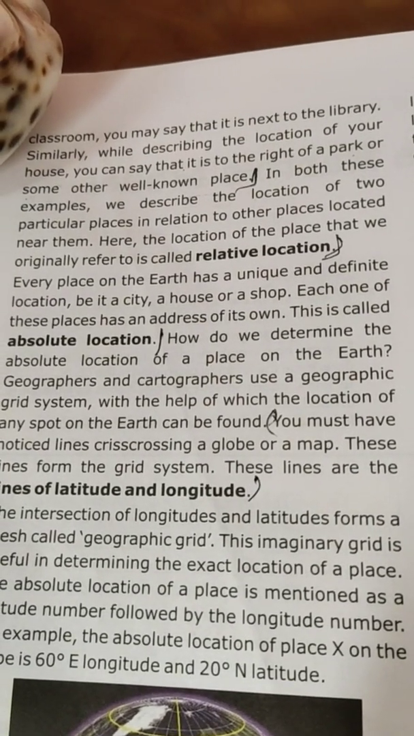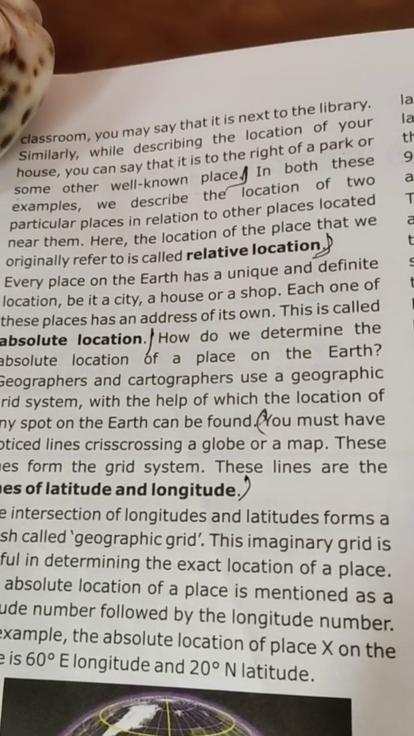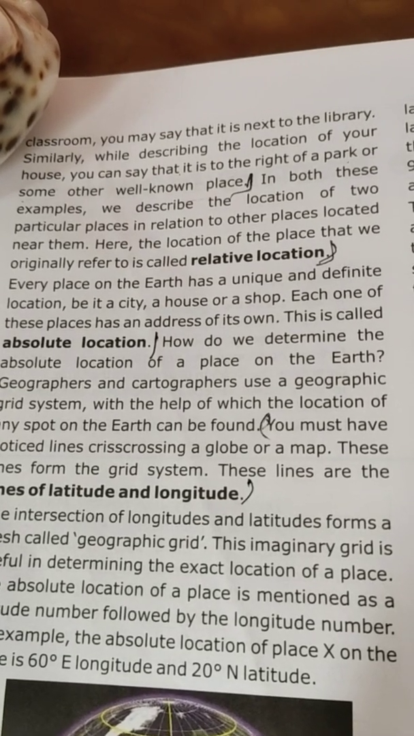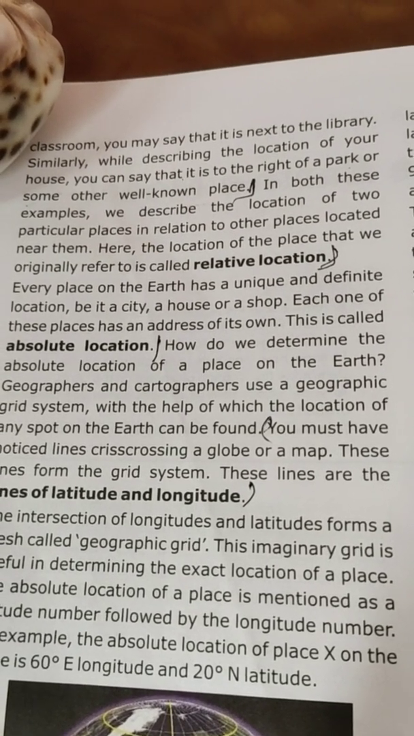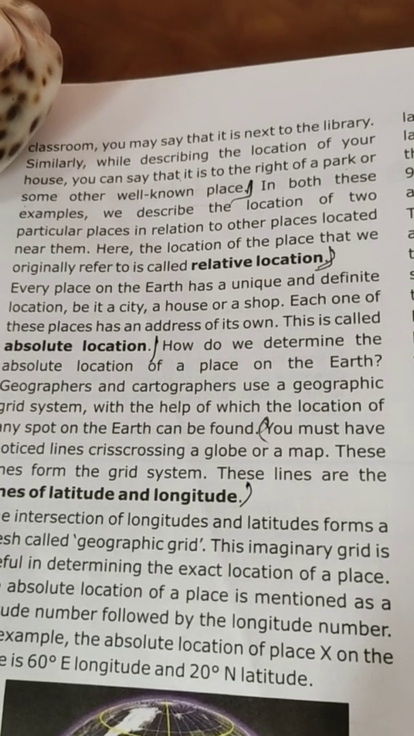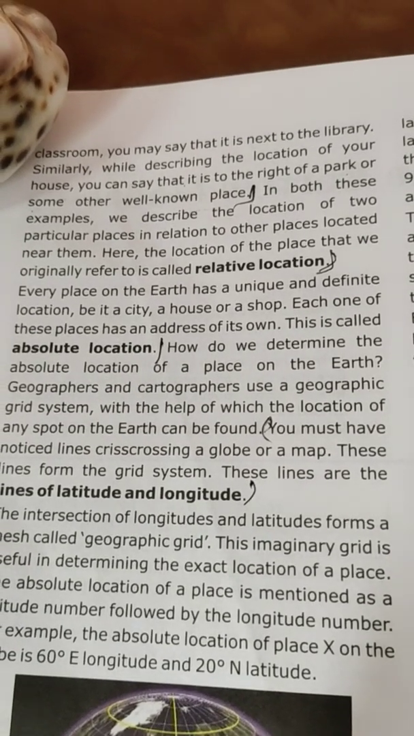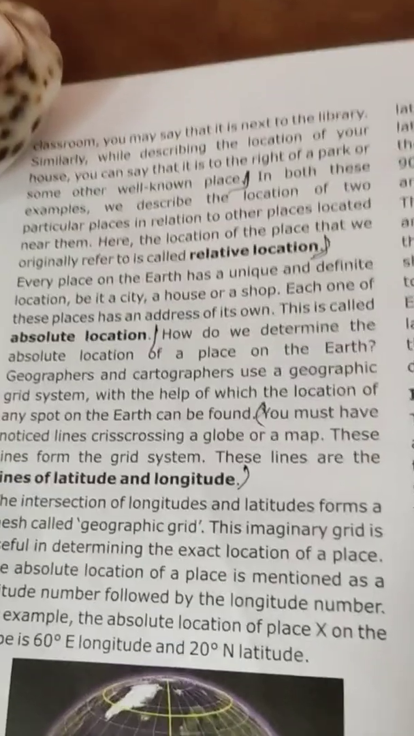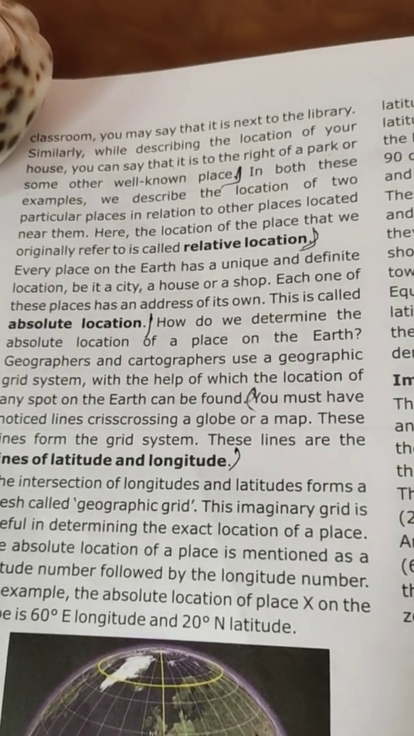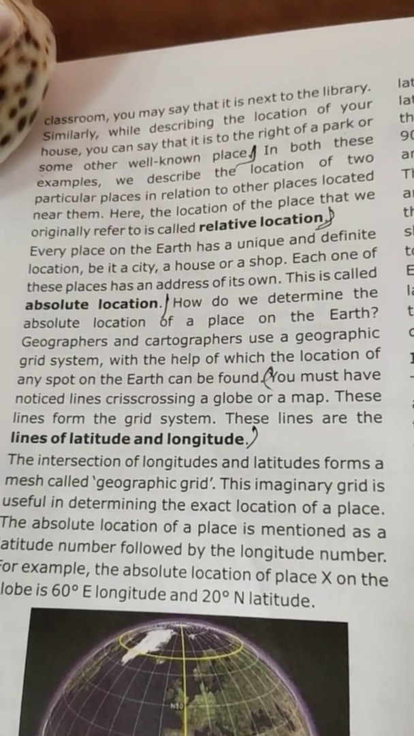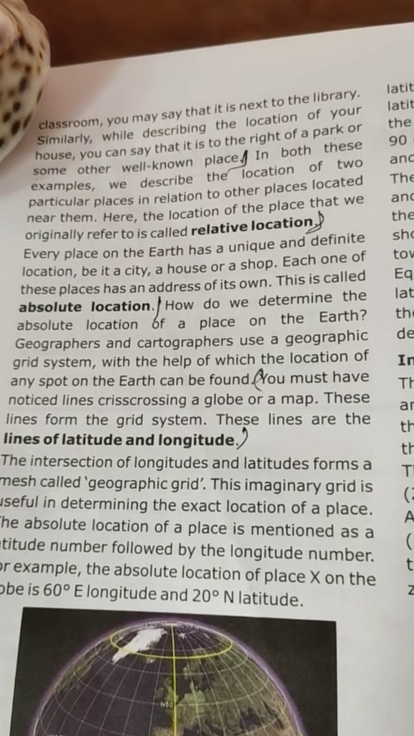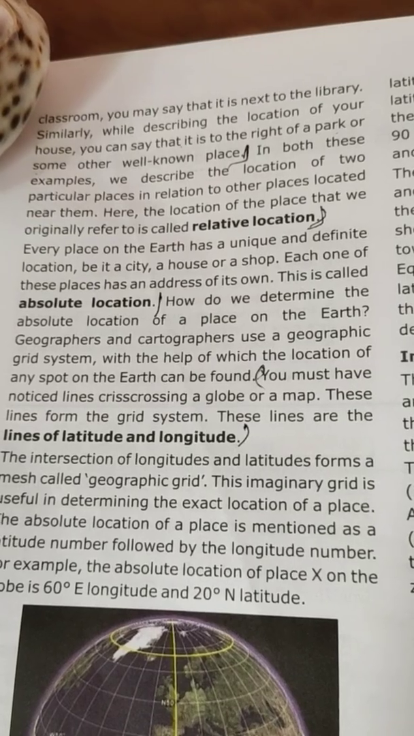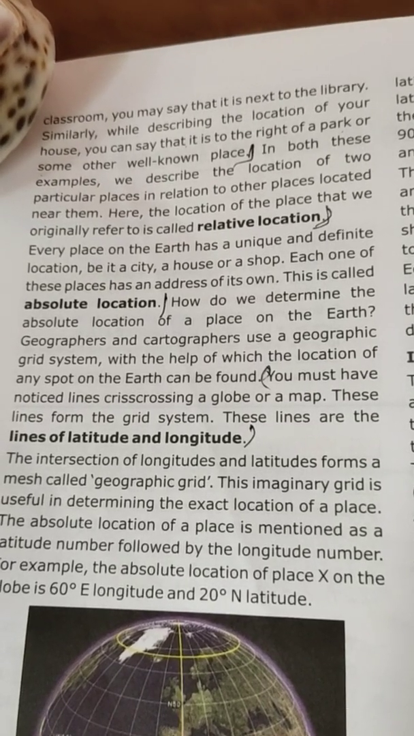So next we'll see, every place on the earth has a unique and definite location, be it a city, a house, or a shop. Each one of these places has an address of its own. This is called absolute location. And you must have noticed lines crisscrossing a globe or a map. These lines form the grid system. These are the lines of latitude and longitude.